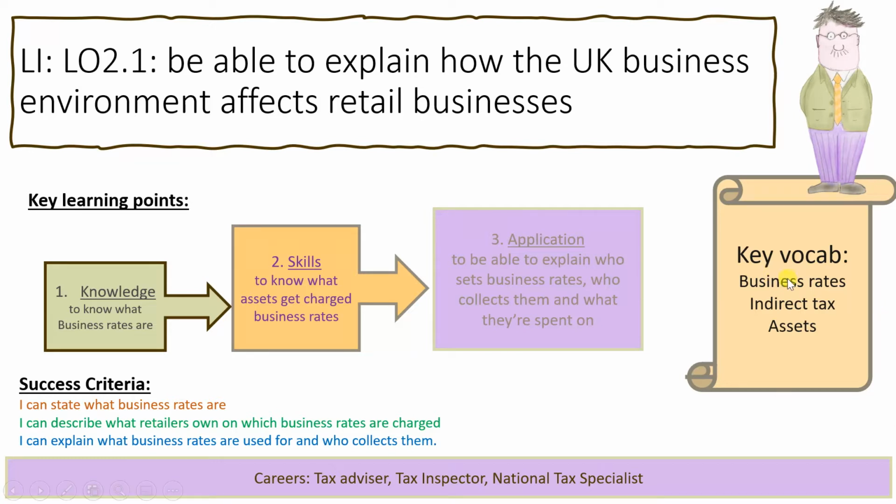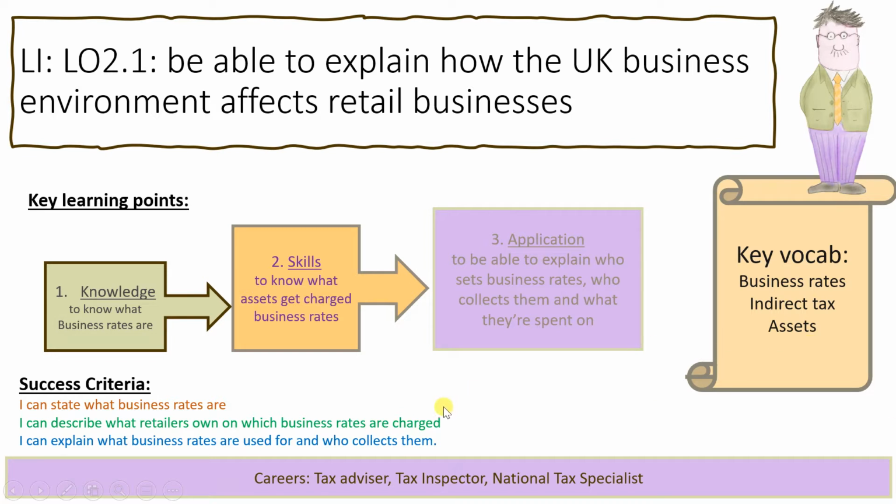So the key vocabulary is business rates, which obviously is what we're going to learn about today. Then we're going to have a revision back from lesson 2 about indirect tax, the ones which are taxed on earnings, so that's what a retailer, a business earns. And then we've got assets. Assets are the things the business owns. That can be things like stock, property, vehicles.